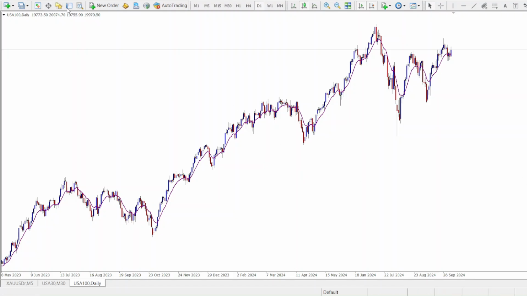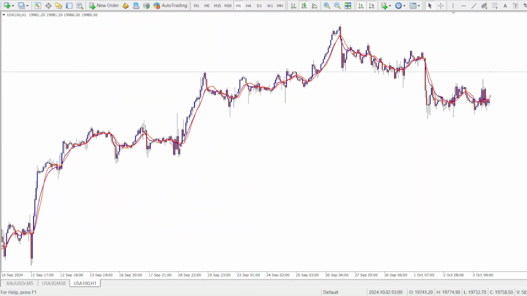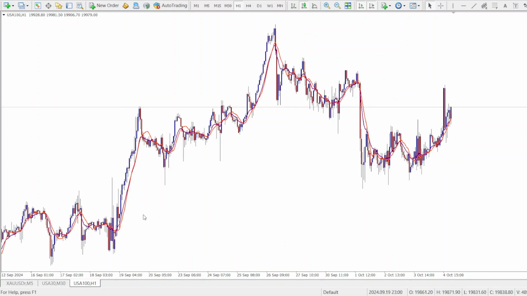Now, let us just load the SMA on our chart so we can compare the both of them. We're just going to change this to simple, just change the color so we can differentiate. Okay, now let's go to a smaller time frame. We can see that the SMA, being the orange color, is slower than the EMA.